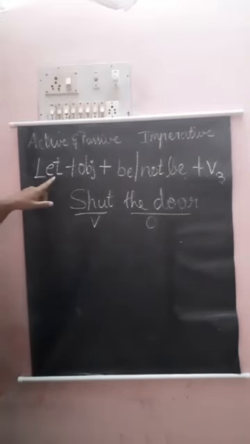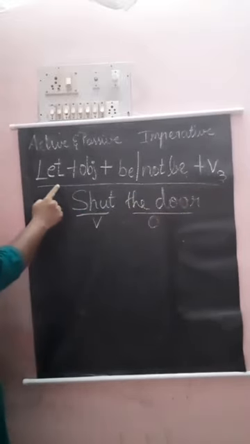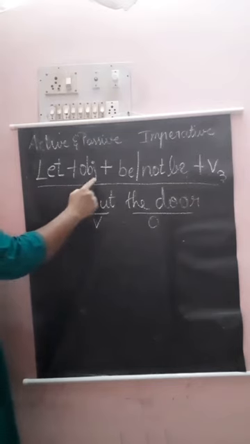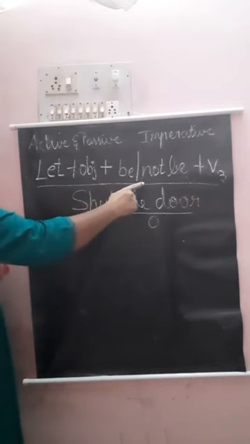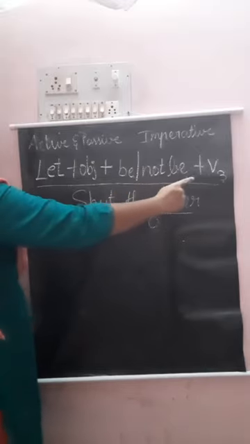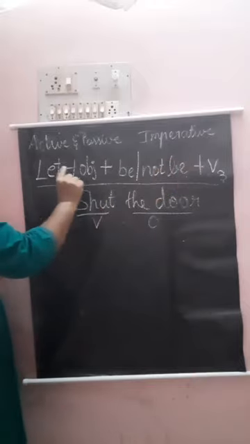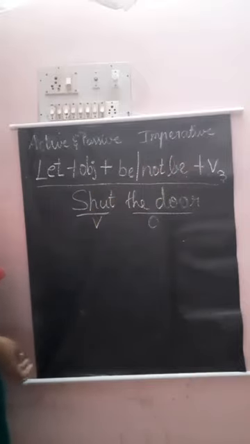The rule is that we have to use let. This is the rule, you remember it. We have to use let plus object plus be, or sometimes we happen to use not to be according to the sentence. Be or not to be plus V3. So this is the easy form. If you have to remember, easy.